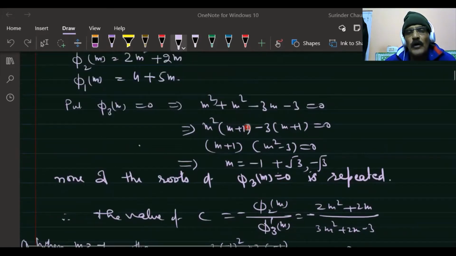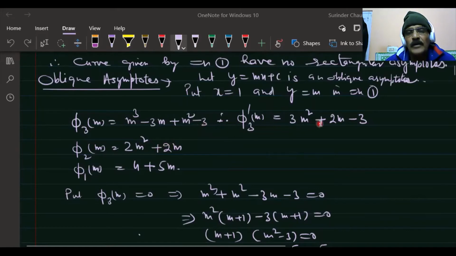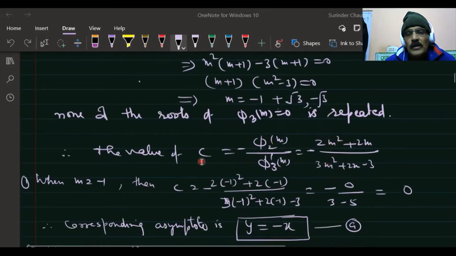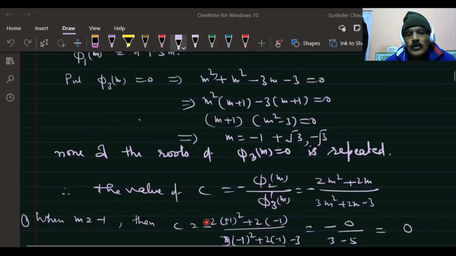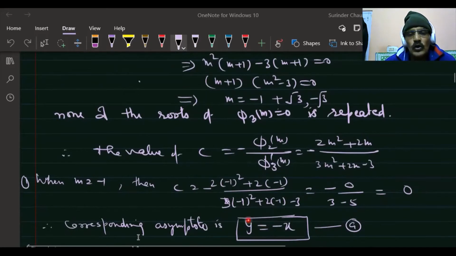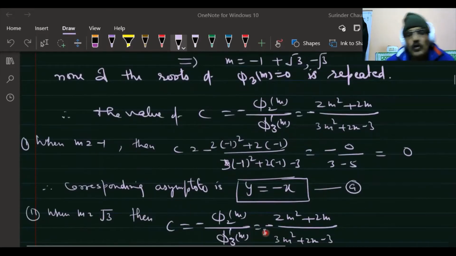I can substitute the values of phi 2(m) and phi 3 dash (m) here. Now for m equal to minus 1, c will be equal to, putting m equal to minus 1 here, 0. The corresponding asymptote is y equal to minus x plus 0.